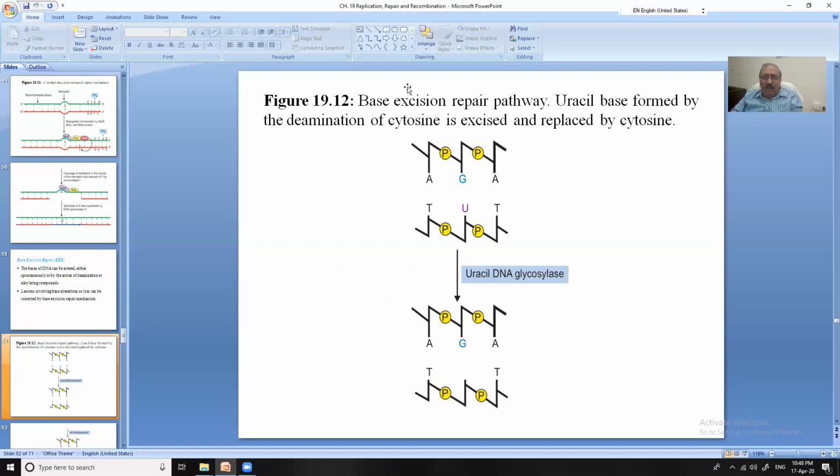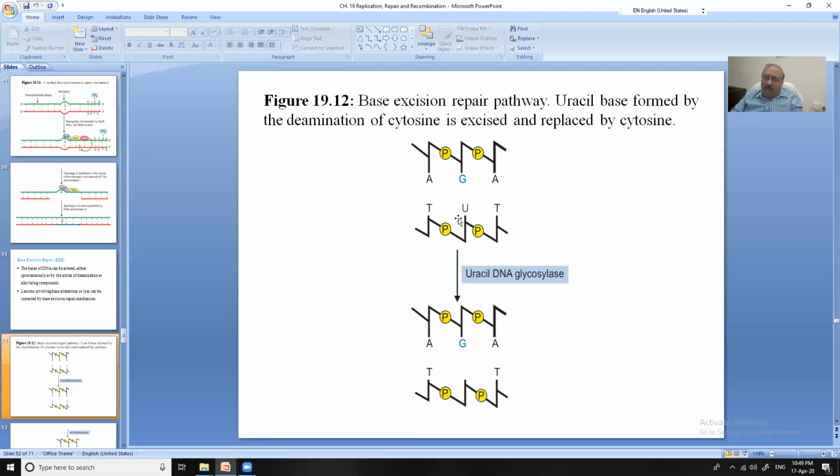Listen very carefully. Base excision repair pathway. Uracil base formed by the deamination of cytosine is excised and replaced by the cytosine. What does it mean? You see what you are getting, that uracil base has been formed. Here in front of G, C is there. Okay, but C is deaminated. Cytosine is deaminated and changed to U.